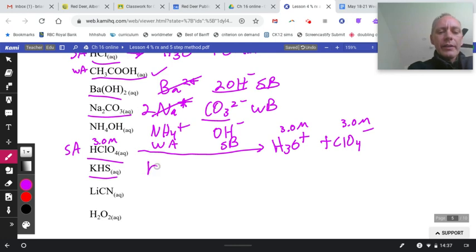KHS, ionic, dissociated, K plus, HS minus. Oh, I'm not doing aqueous. Go searching. That one's a spectator. HS minus is both a weak acid and a weak base. It's not always listed on both tables, but you would recognize it's a weak acid because it has an H, and it's a weak base because it has a minus.